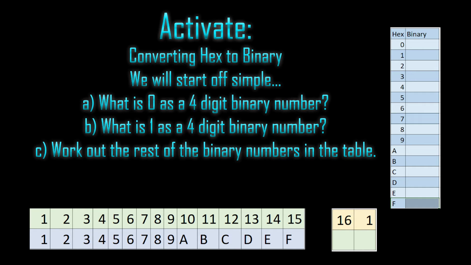B. What is 1 as a 4-digit binary number? I'll let you work that one out. And then, once you've worked that one out, I'd like you to work out the rest of the binary numbers in the table to the right, where it says hex and binary. So the top one, 0000. Now you've worked out that second one is 0001. And I'll leave you to work out the rest. I'll come back in a moment with the answers. Give you about 5 minutes for this, so pause the video now.